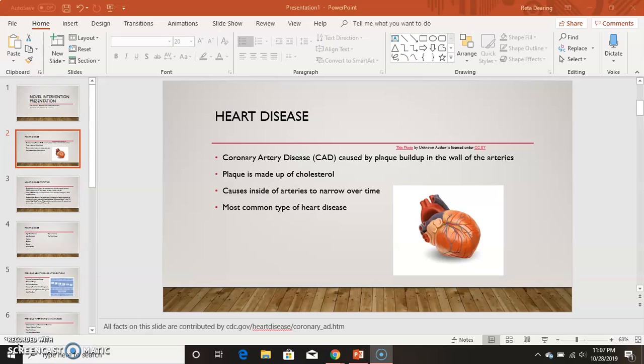My intervention is designed to address heart disease. Coronary artery disease, or CAD, is caused by plaque buildup in the wall of the arteries. Plaque is made up of cholesterol. Plaque causes the insides of arteries to narrow over time. Coronary artery disease is the most common type of heart disease.